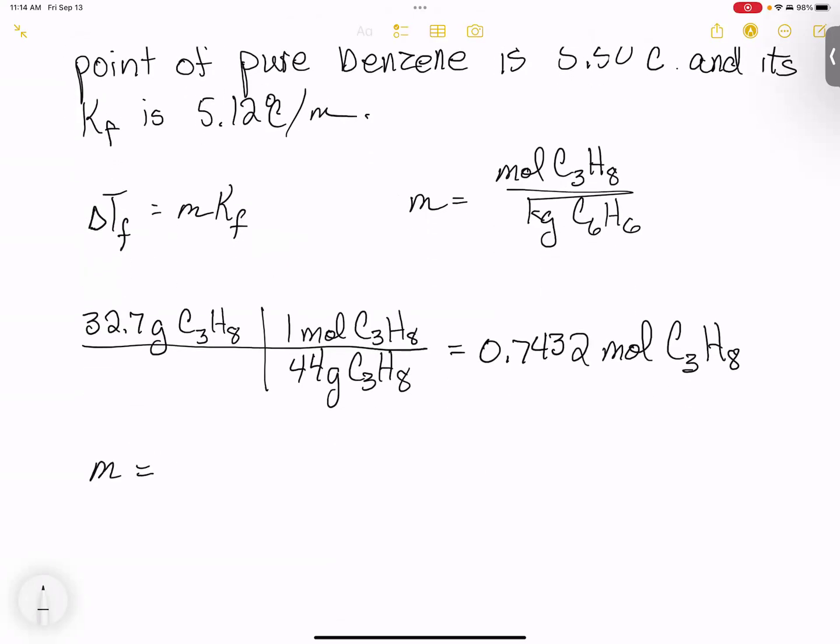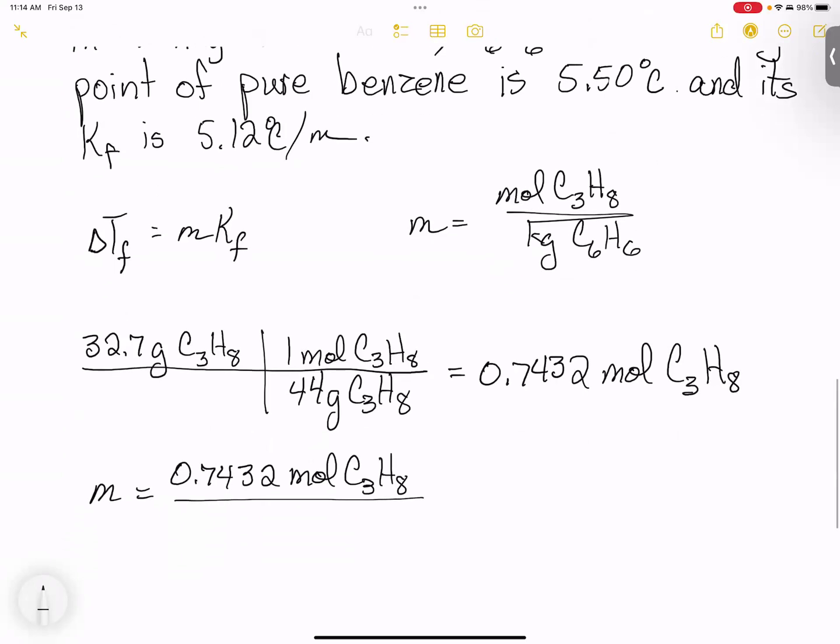Since propane is a covalent molecule, it doesn't dissociate. So the molal is equal to 0.7432 moles of propane divided by kilograms of solvent, which is going to be 0.1370 kilograms of C6H6. Which gives us a molality of 5.42 molal solution.